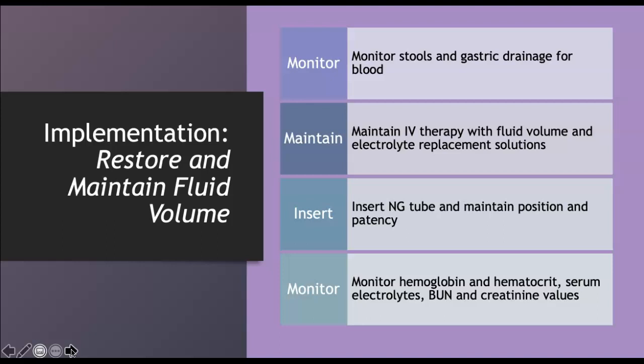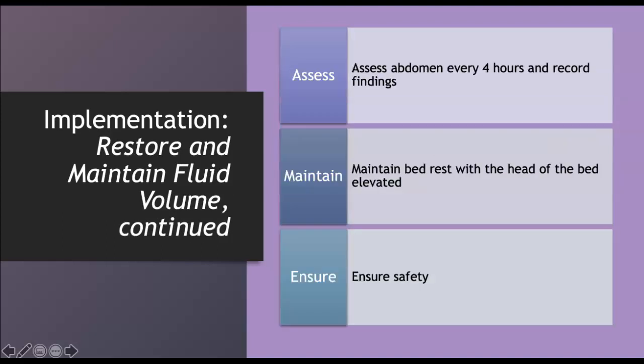Monitor the hemoglobin and hematocrit if they're at risk for a GI bleed, or if they've had a GI bleed. Also monitor the electrolytes, as well as the BUN and creatinine levels. Again, if they're at risk for fluid volume deficit because of a potential bleed, they may have volume issues and perfusion issues with the kidneys. For the abdominal assessment, assess at least every 4 hours and record your findings. Maintain bed rest with the head of the bed elevated to promote gastric emptying, and always ensure the client's safety.